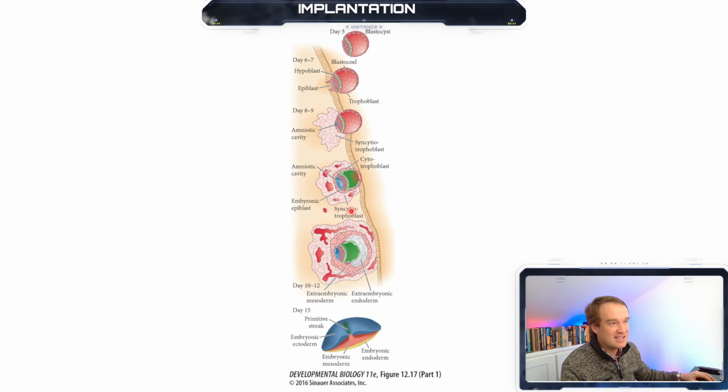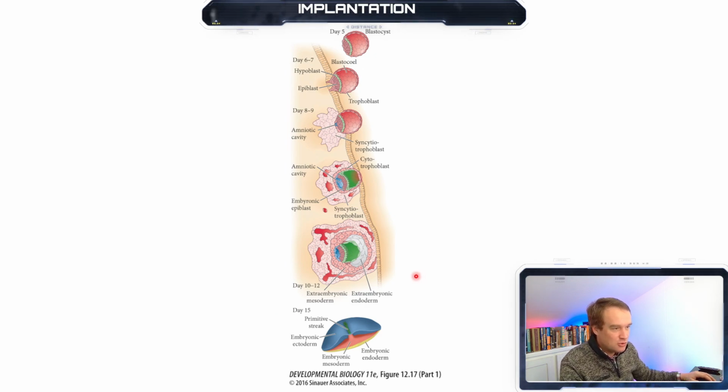And you can see the syncytial trophoblast still exists here. And we're getting this amniotic cavity, so the amniotic fluid will start to develop right around here, where this amniotic cavity will grow from this implantation site.